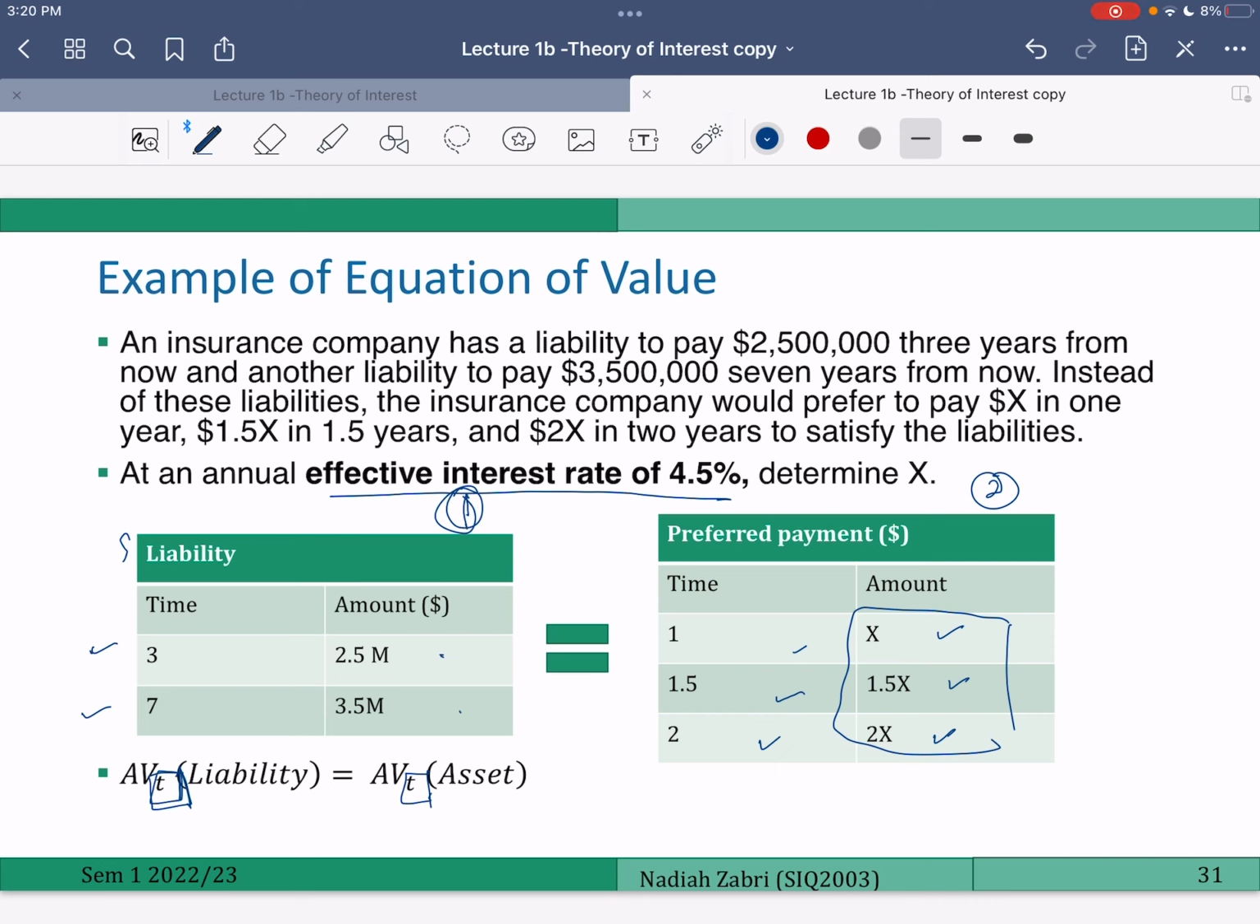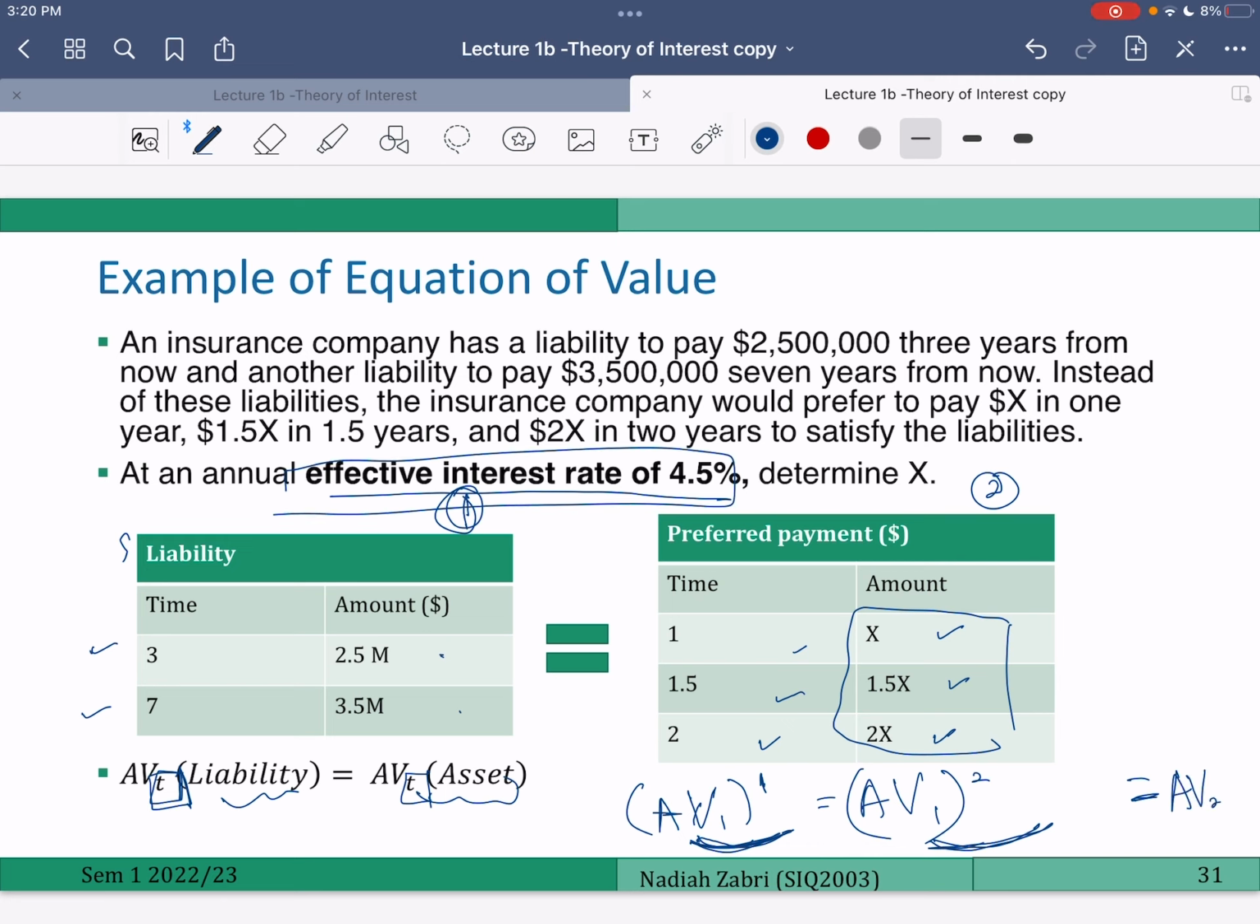This is true because both cash flows follow the same accumulation function. So let's say we are evaluating at time 1. AV1 for cash flow 1 equals AV1 for cash flow 2. If we want to evaluate at time 2, you find the future value, accumulating it to time 2. If you find the future value, you are also following the same interest structure.